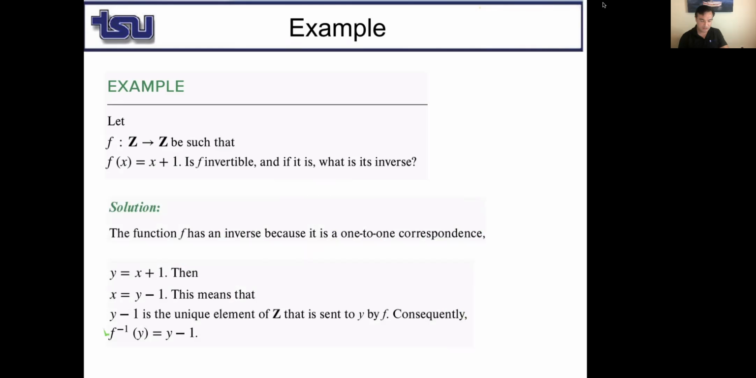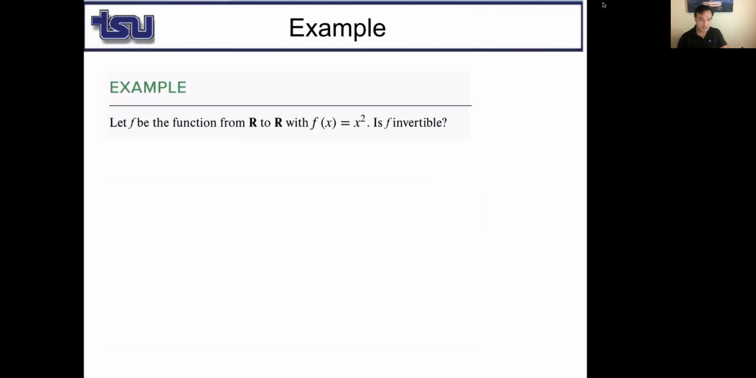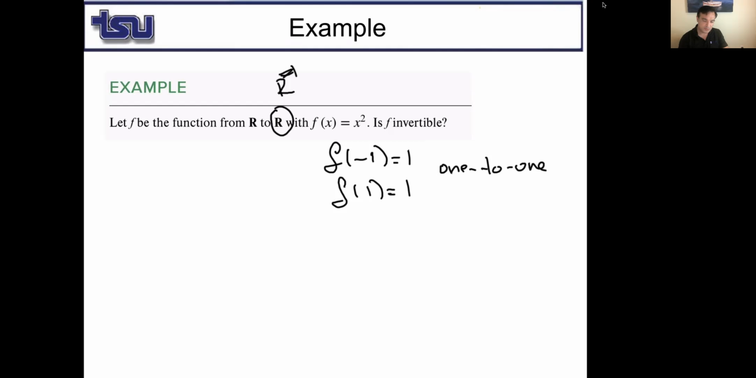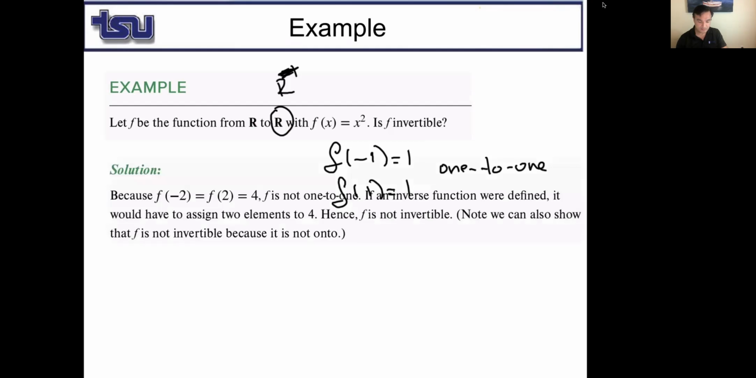So here you go. That's the inverse. How about this one? Is this function invertible? This is not invertible. This is real numbers to real numbers. Why? Because that is not one-to-one. In fact, f of negative 1 is 1, f of 1 is 1. So that's not one-to-one. In fact, it is not onto either, because in the codomain, you have no correspondence for the negative real numbers. So that's not even onto. So that's not invertible, definitely.